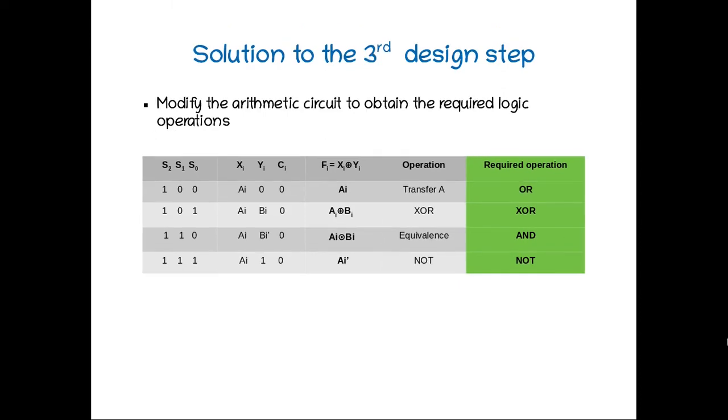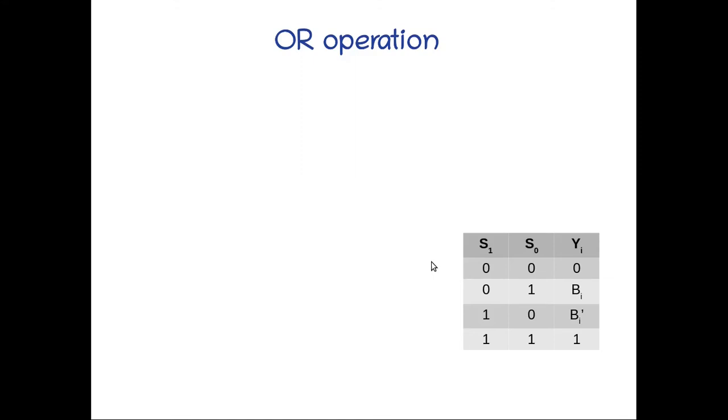Modify the arithmetic circuit to obtain the required logic operation. That is our case. We have to modify in such a way that we get the OR operation here and the AND operation here. That is, when 1 1 0 we need the AND operation, when 1 0 0 we need the OR operation. XOR and NOT are already there. Then we have to consider how to modify to get our OR operation.